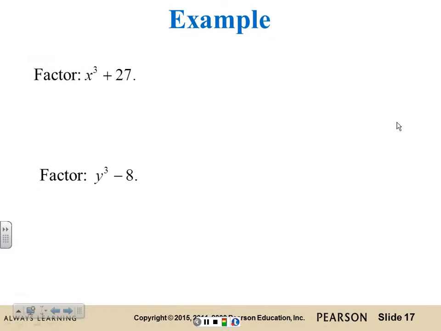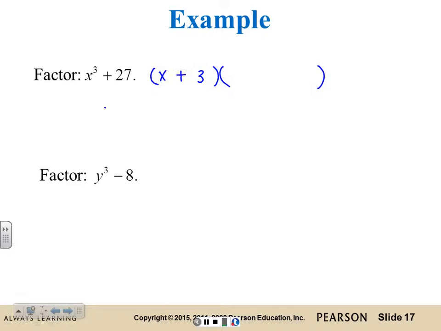Alright, so let's try it. So, first of all, do we have the sum or difference of two cubes? Well, in both of these we do, because x times x times x is x cubed, and 3 times 3 times 3 is 27, so I can take the cube root of both of these numbers. So, here's your pattern. Open up two sets of parentheses, one big and one small. The cube root of x cubed is x. The cube root of 27 is 3.